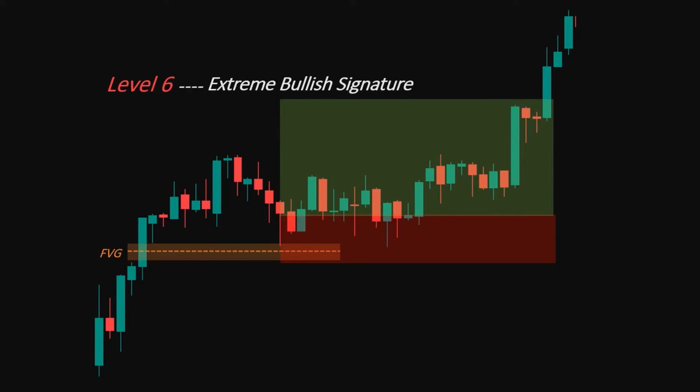Alright guys, to keep the video from getting too long, I'll wrap it up here. Make sure to go on your charts and analyze FVGs using this leveling system, and you'll see how much it reduces your losing trades and increases your win rate.